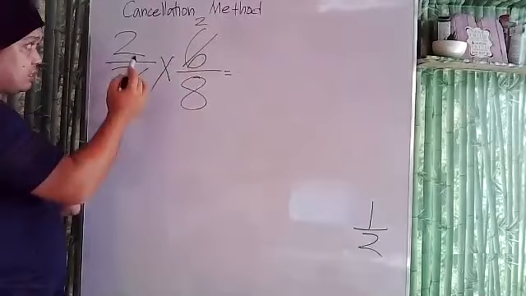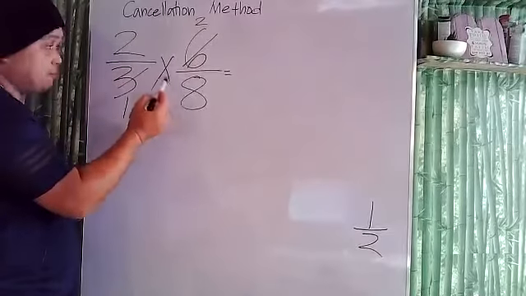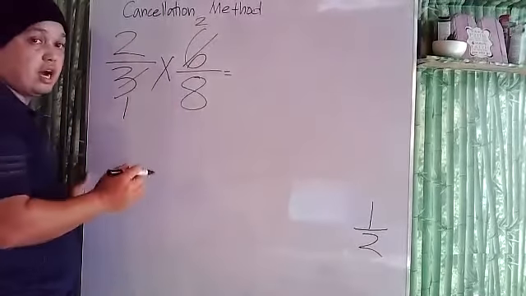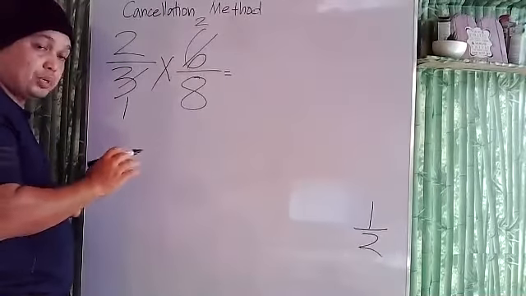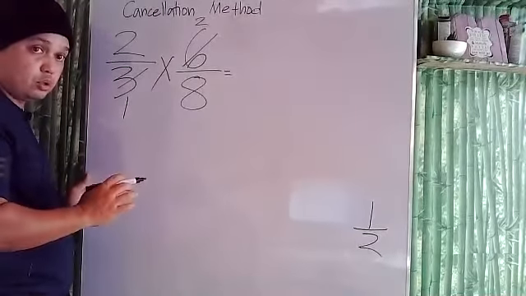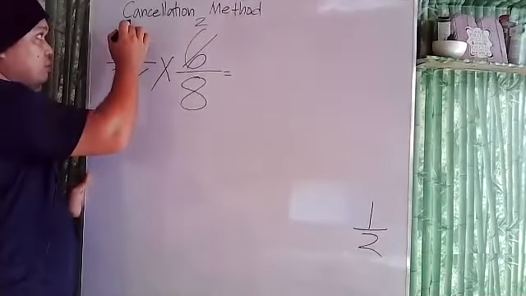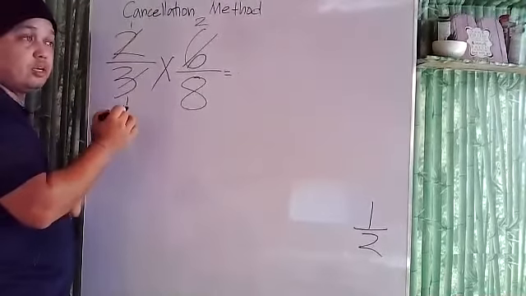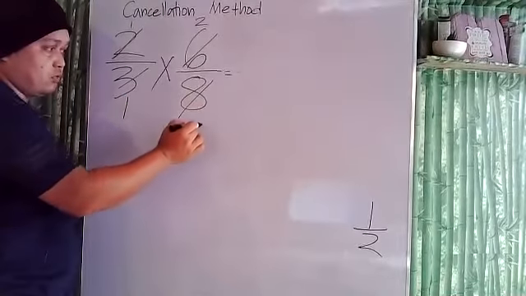So let's divide these two. 2 and 8 here are both divisible by 2. You can divide them both by 2. If you divide 2 by 2, that's 1. 2 divided by 2 is 1. But 8 divided by 2 is 4.